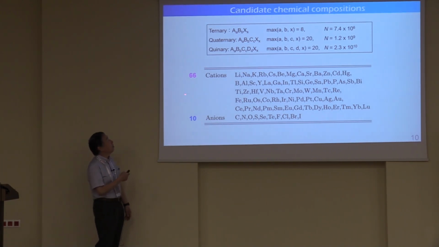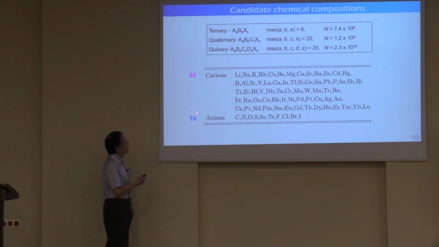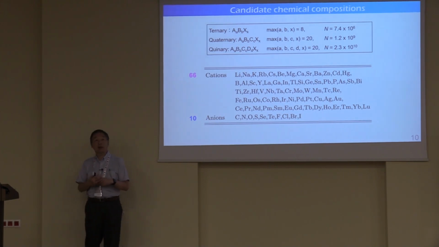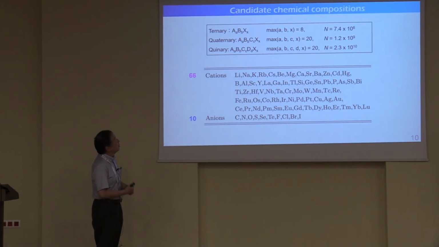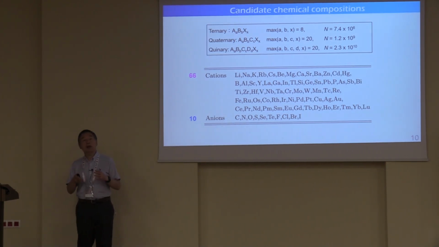They are composed of 66 cations shown here and 10 anions shown here. So we restrict to the ionic system still. So this is our search space, which is larger than the one I showed yesterday.